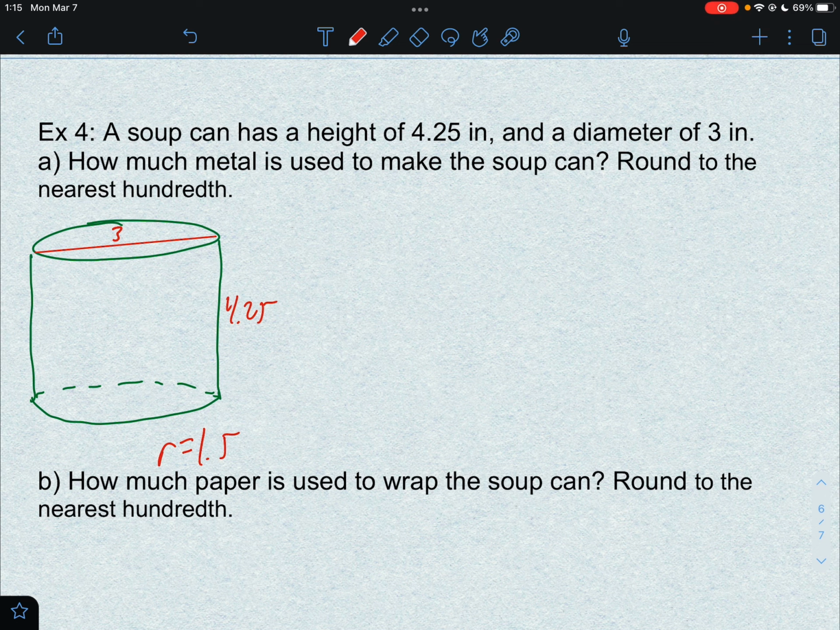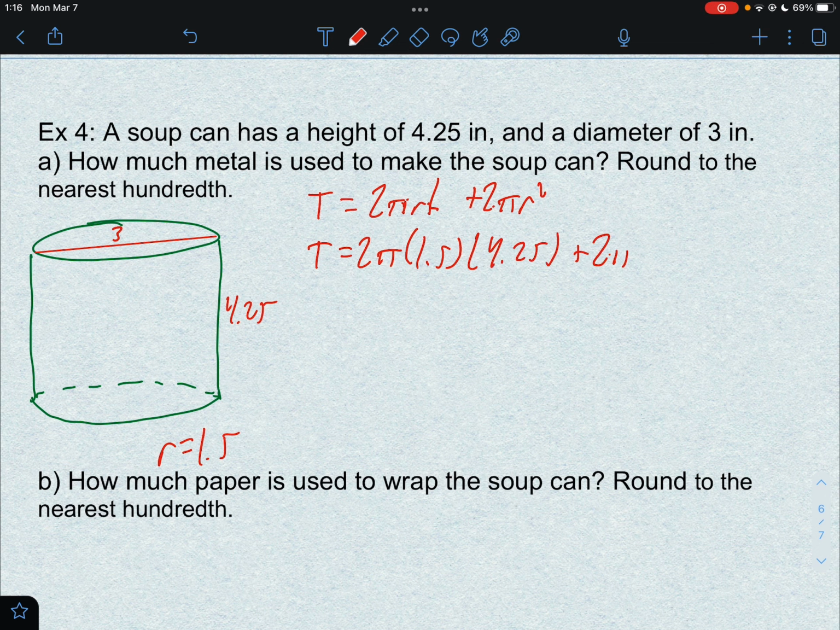How much metal is used to make the soup can? Round to the nearest hundredth. So how much metal is made? That's the total can that is made out of metal. So the total can is 2 pi r h plus 2 pi r squared. And it says to round this to the nearest hundredth, so we can type that all into our calculator and we get 54.19 square inches.